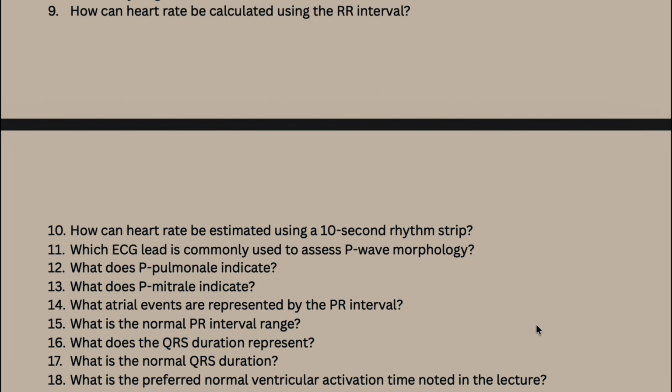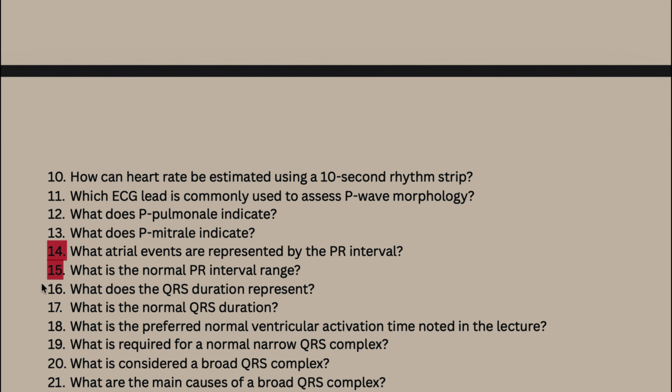And question 14 and question 15, the PR interval. The PR interval represents atrial depolarization together with conduction through the atrioventricular node, commonly referred to as AV nodal delay. The normal PR interval ranges from 120 to 200 milliseconds.